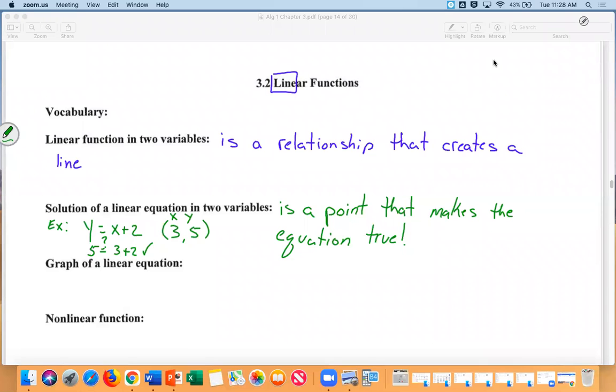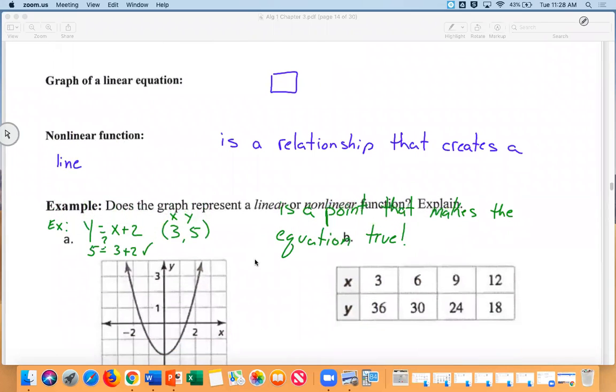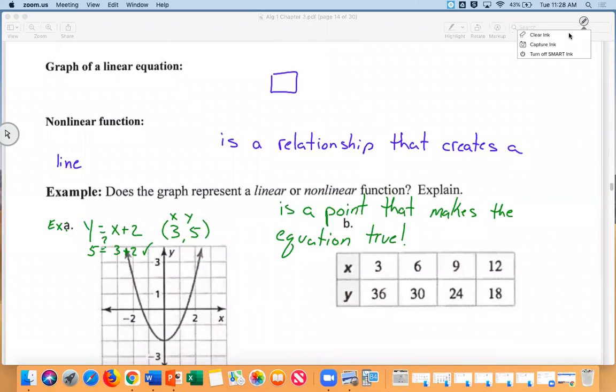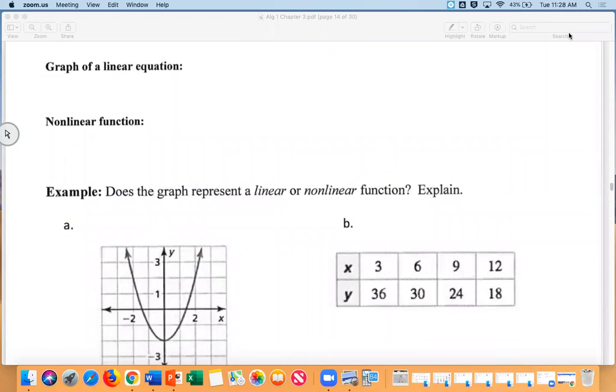Do you have a pencil? All right. I do not. I have a Sharpie, and that's not going to help you out.